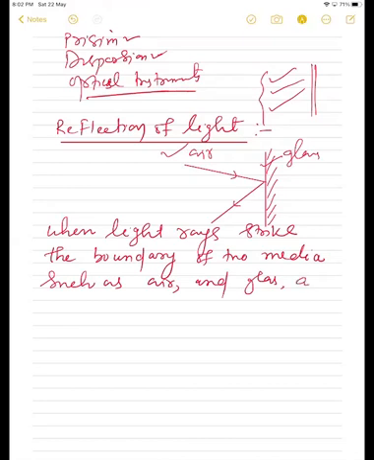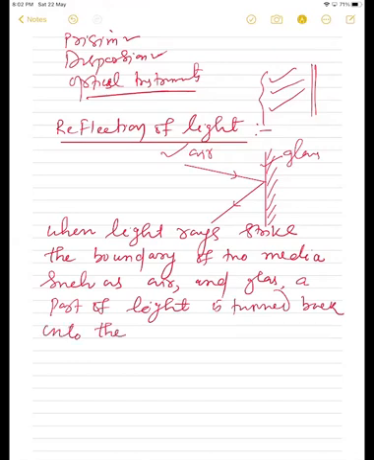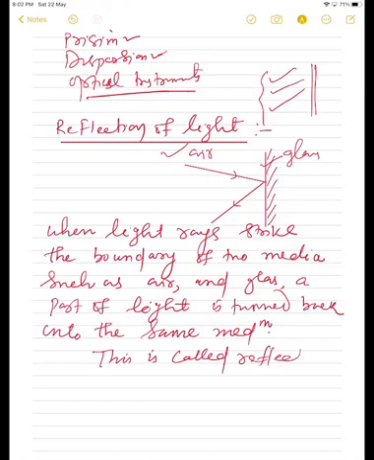A part of light is turned back into the same medium. Correct. This is called reflection of light. Okay.